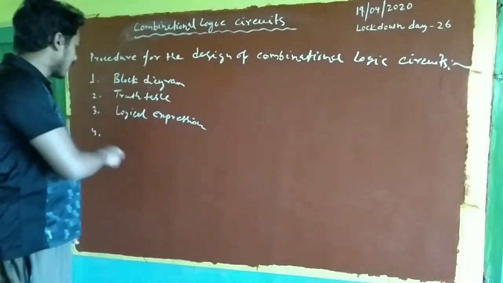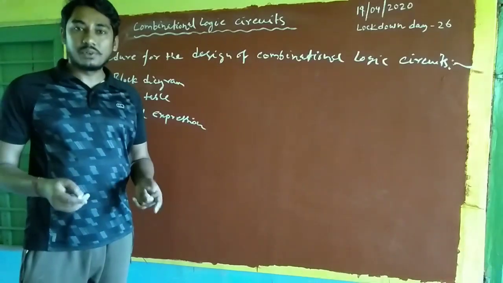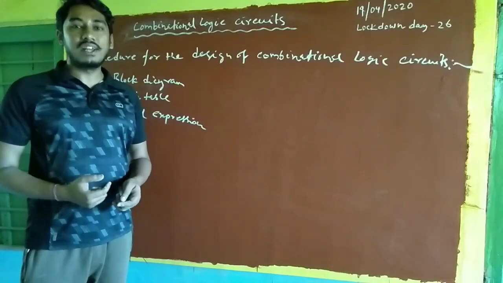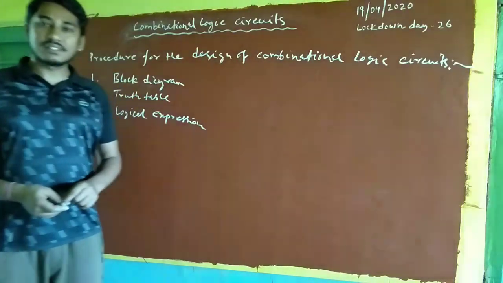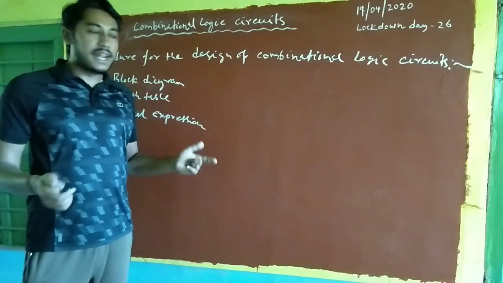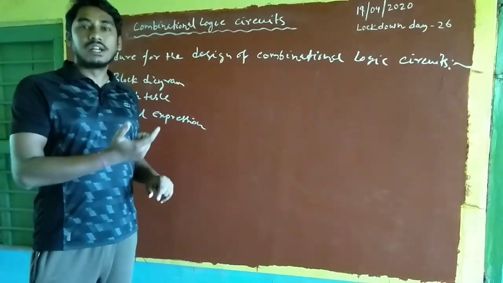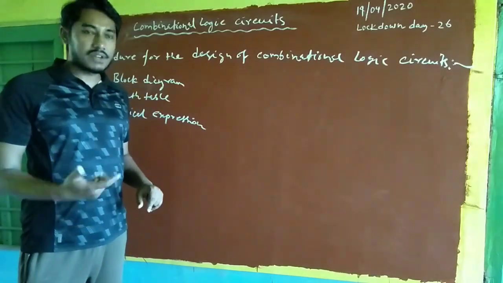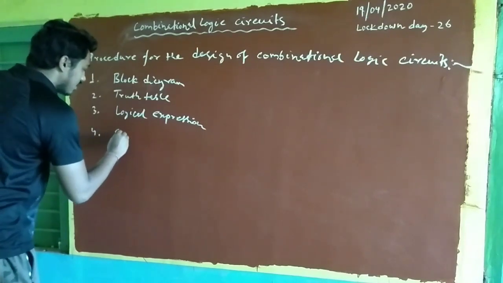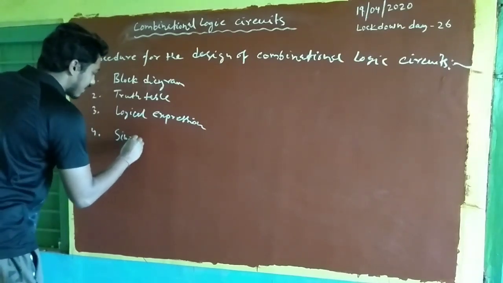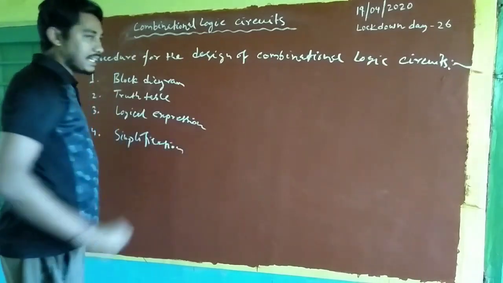Now after getting the logical expression, what do we have to do? We need to simplify this logical expression. Simplification of the logical expression. Now, we know we can simplify any logical expression by using Boolean algebra or by using the K-map method. So after getting the logical expression, we need to simplify. So in short, I am writing simplification of logical expression.